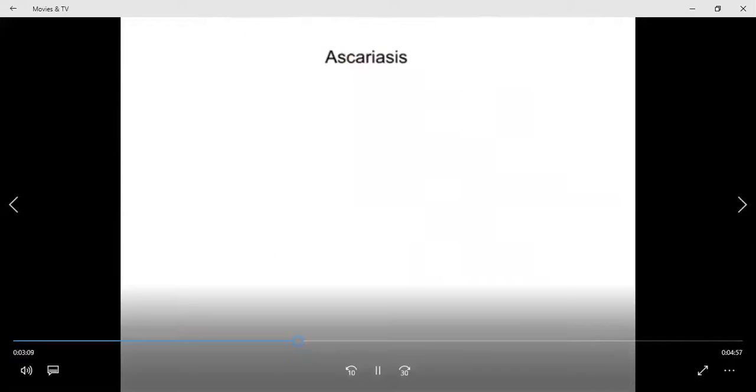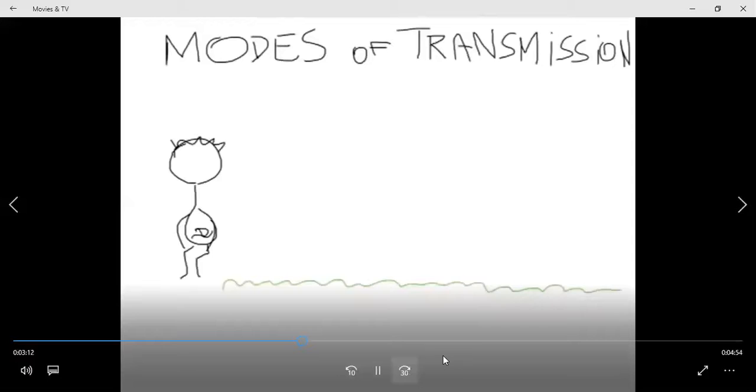Ascaris lumbricoides can cause ascariasis. Modes of transmission: Ascaris live in the intestine, and the Ascaris eggs are passed through the feces of infected persons. If the infected person defecates outside, near bushes, in a garden, or field, or if the feces of the infected person is used as fertilizer, eggs are deposited on the soil. They can then mature into the infective form.